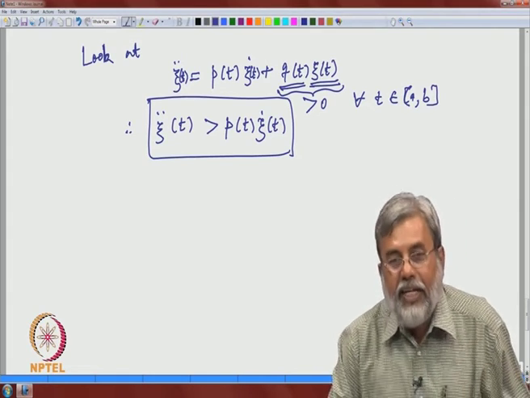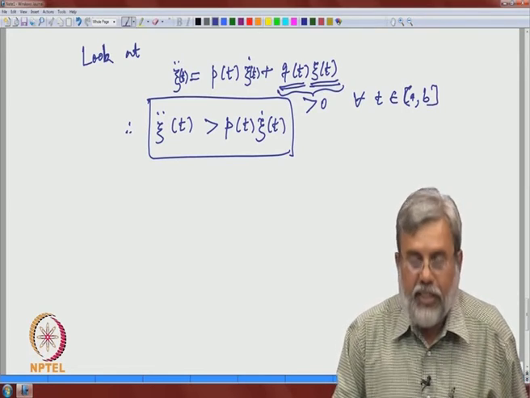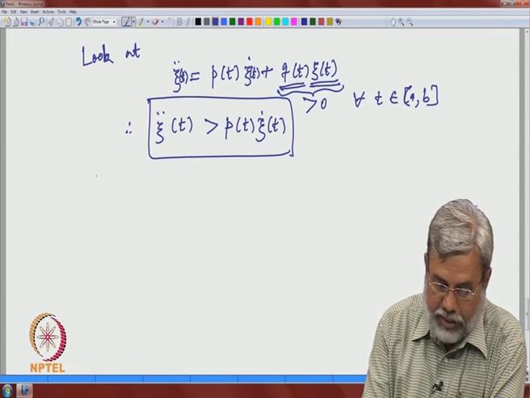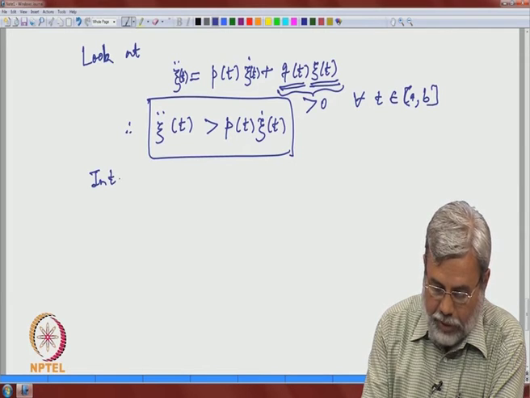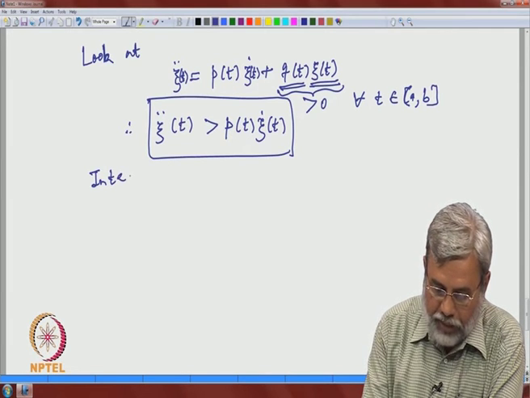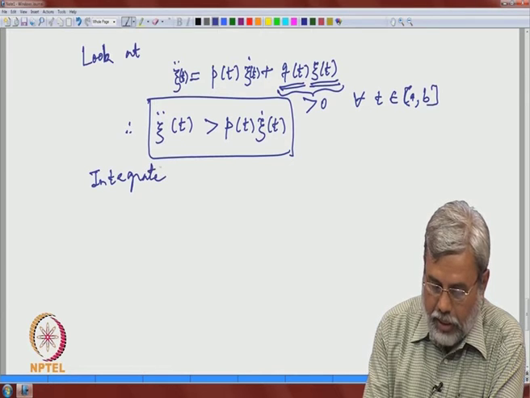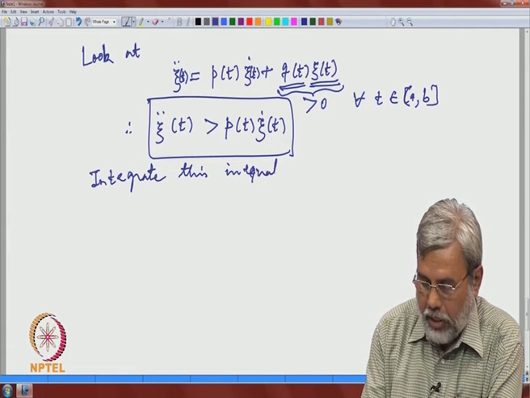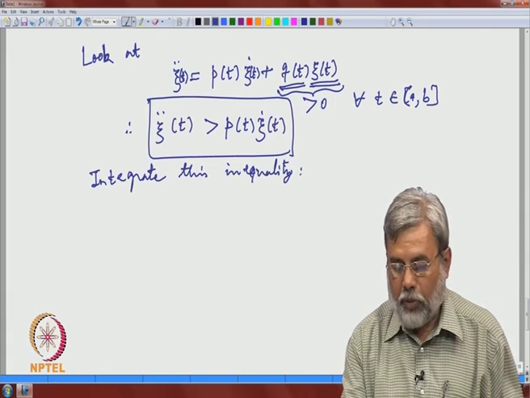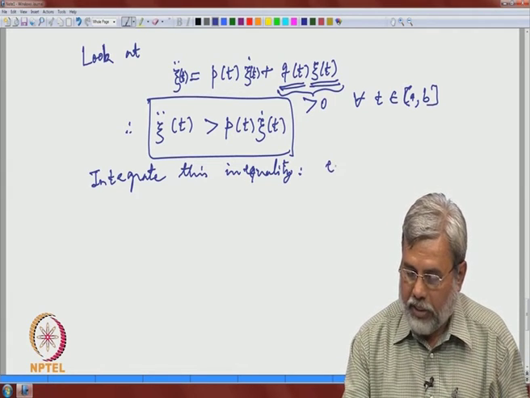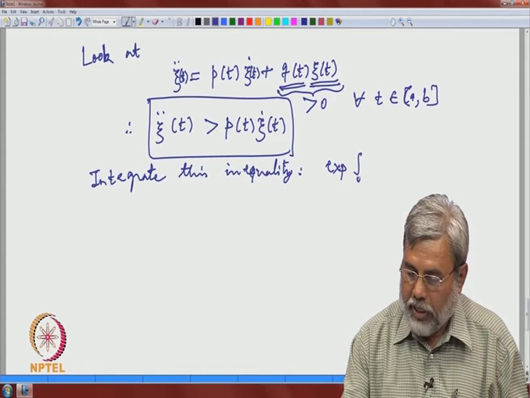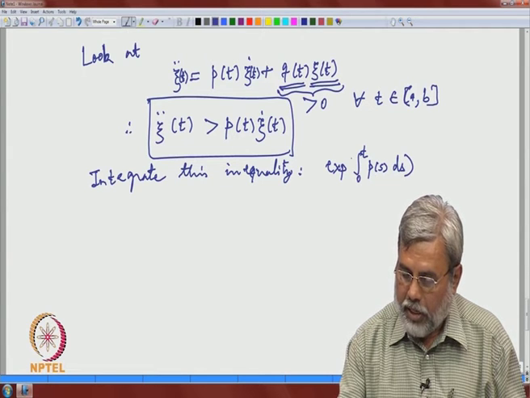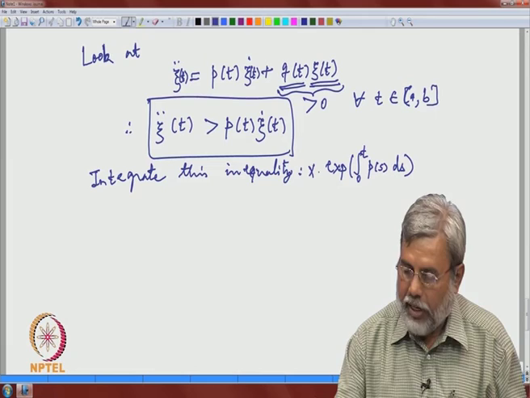And fortunately, we can integrate an inequality. We cannot differentiate an inequality, but we can certainly integrate an inequality. So, integrate this, preserving the sign of the inequality. You will not do it directly. So, you have to multiply by exponential of minus the integral from 0 to t of P(s) ds. You multiply by this, and then this is the integrating factor. So, multiply and integrate. Okay.